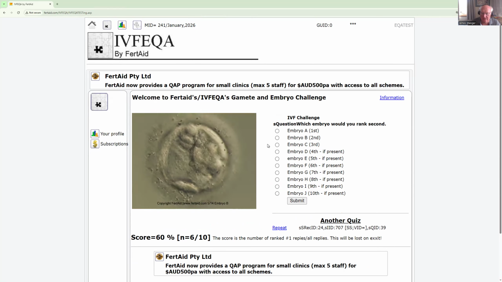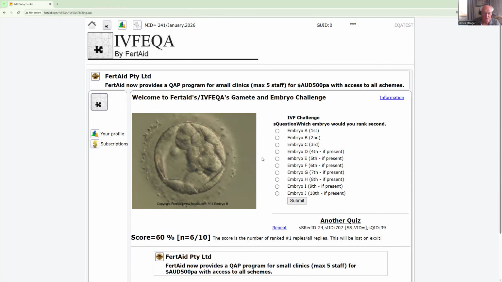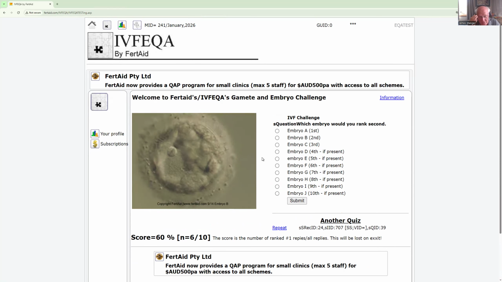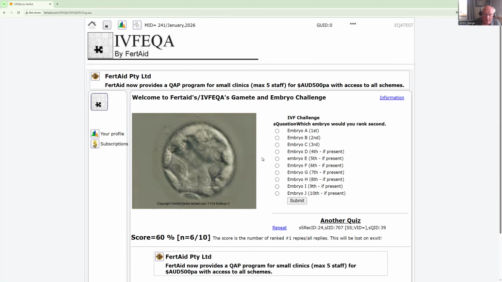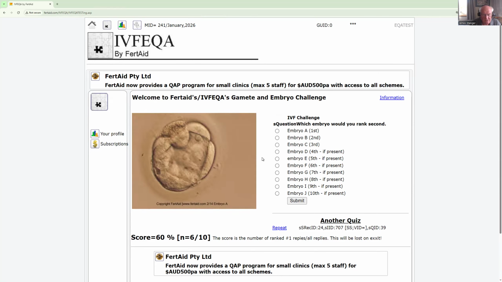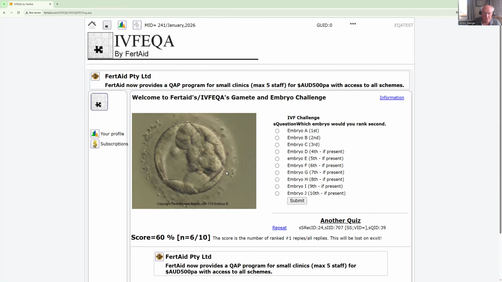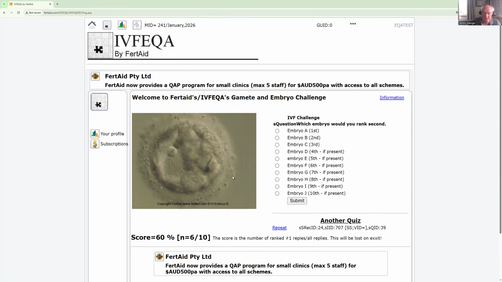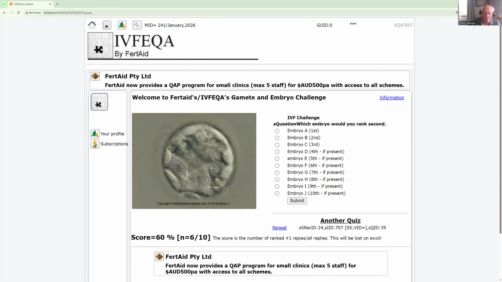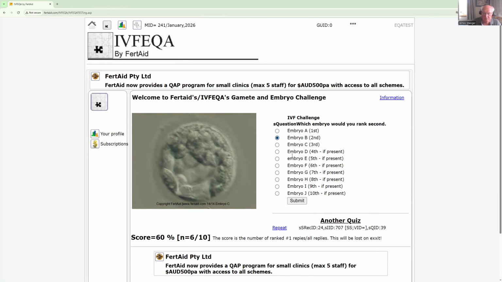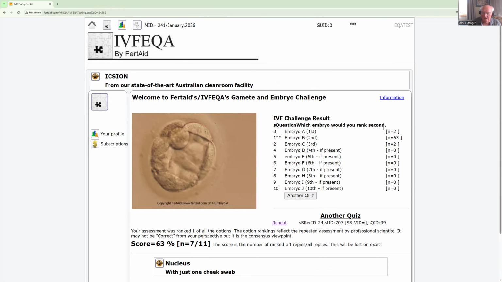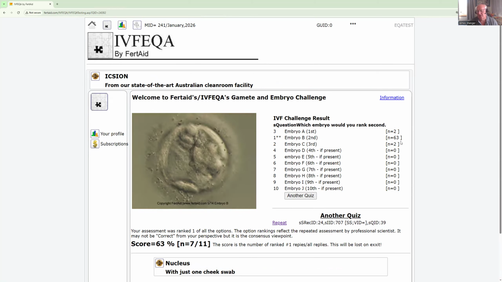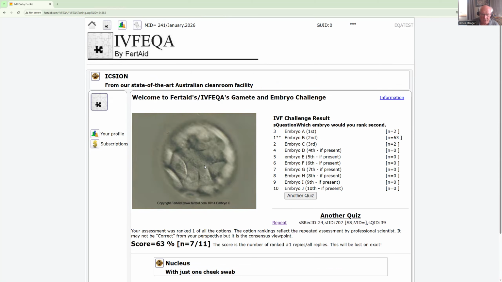Which embryo would you rank second, A, B, or C? Everyone knows what a really good blastocyst looks like, but grading poor ones can often be the difference. So these ones have been deliberately chosen to be abnormal blastocysts. And I think ranking them second or third, this would be the pick. So I would say number 2. And of the 67 people that have scored this, nearly everyone agreed that B was the second.